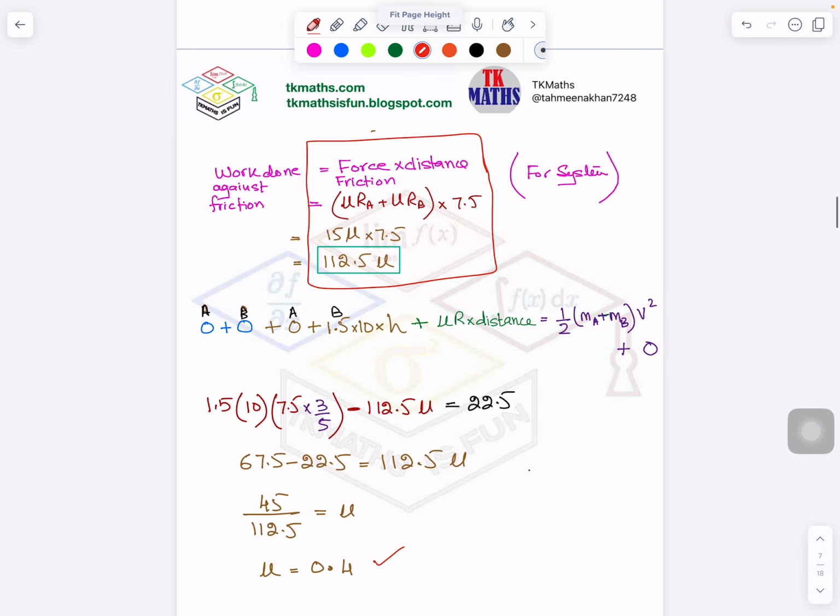So I hope it is clear. Here I am just writing masses. And why did I write 0 here? Because this is the last stage of particle B reaching the ground. So please ask a question if you require any clarification.